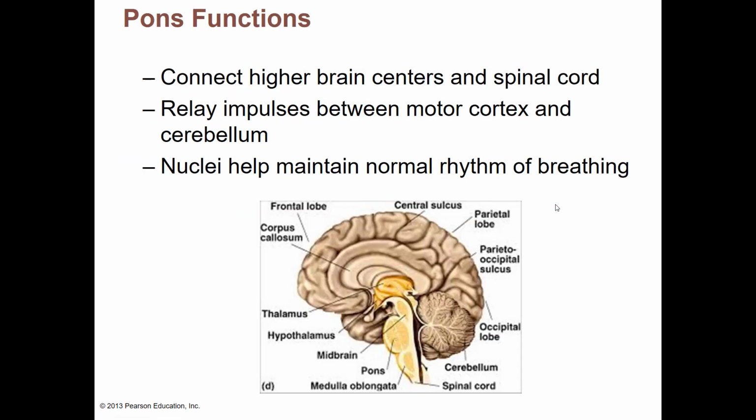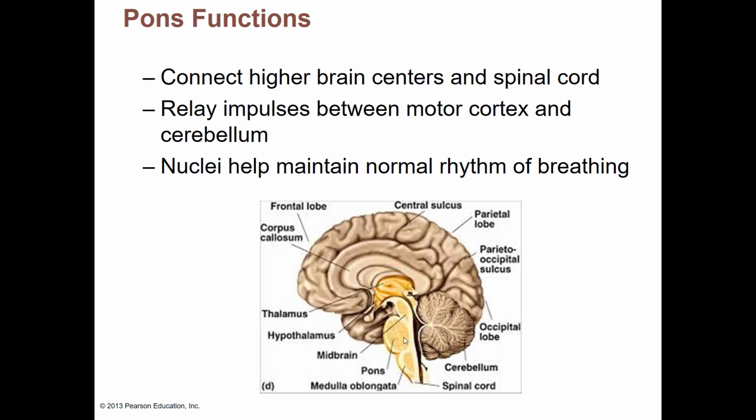The pons, that expanded region that sits below it, also connects the higher brain centers above it to the spinal cord below it, and so it relays information. But one of its big things, it helps maintain your normal breathing. If you're exercising, it's going to be triggered to go up. If you're sleeping, it's going to be triggered to slow down. So it helps regulate your normal rhythm of breathing.